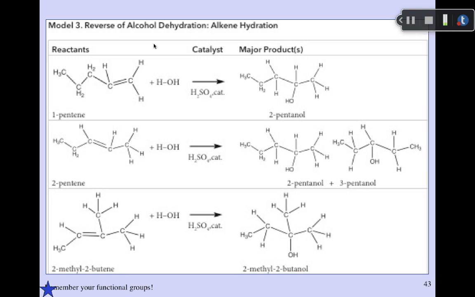We didn't have time to discuss this in detail in class. The reverse of alcohol dehydration can be seen as alkene hydration. This catalyst is the same. And so what bonds are broken and what atoms are added in these reactions? Well, this should be a review of things that we talked about before. But again, you're breaking the double bond and you're adding something at each place where the bond was broken.